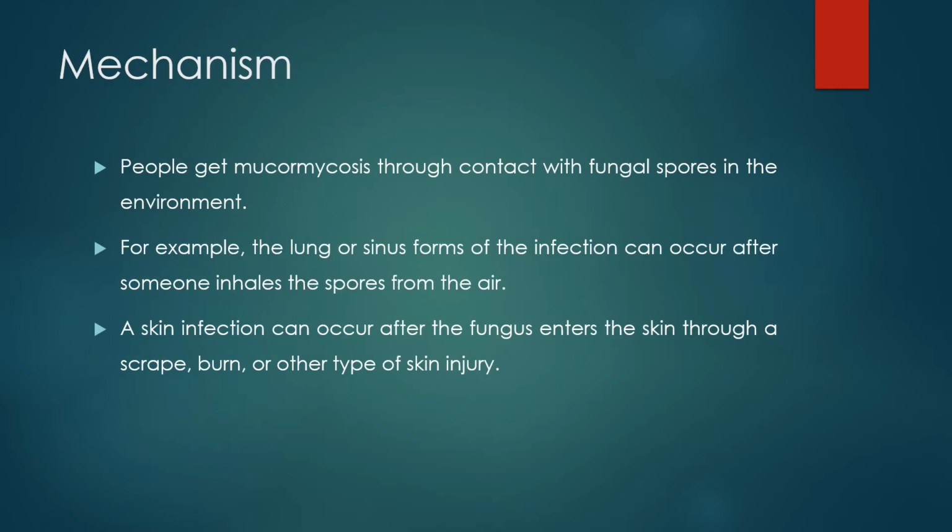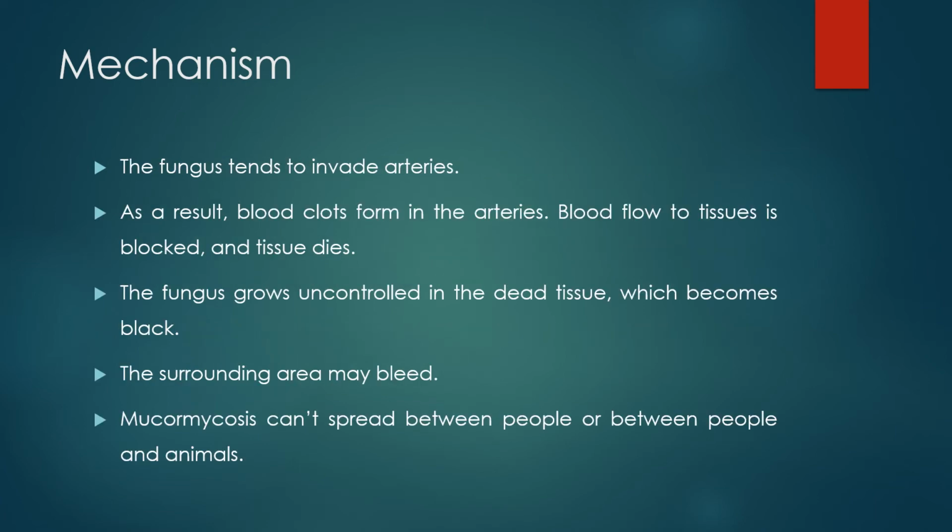People get mucormycosis through contact with fungal spores in the environment. For example, the lung or sinus forms of infection can occur after someone inhales the spores from the air. A skin infection can occur after the fungus enters the skin through a scrape, burn, or other type of skin injury.